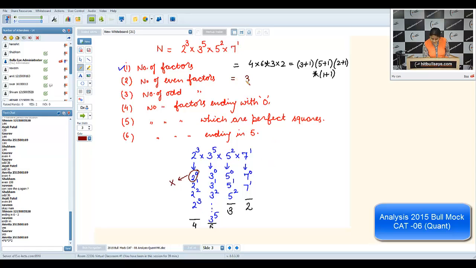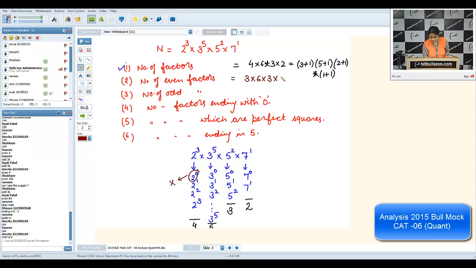That's why, what is the answer? From powers of 2, I can make 3 choices, and we don't have any problem if any other number comes with at least one 2, it will be an even number only. So it will be 3 into 6 into 3 into 2. Is it okay, all of you? 3 into 6 into 3 into 2. I'm not going into calculation. I'm just writing the expression.